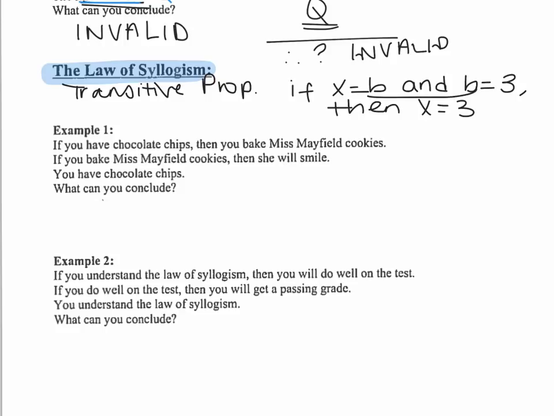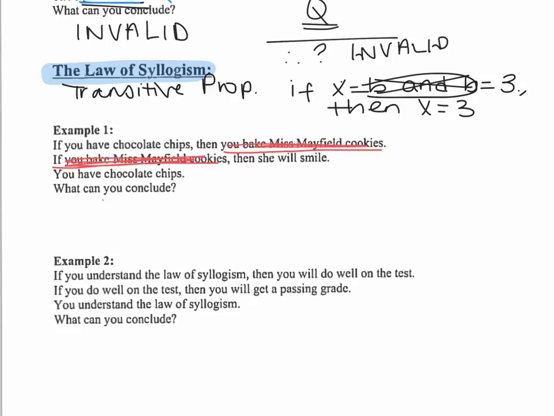Look at the middleman. The middleman basically goes away to where I'm left with the two ends, x equals 3. So if we look at example 1, if you have chocolate chips, then you'll bake Miss Mayfield, who was me, cookies. I used to be Miss Mayfield, now I'm Miss Plain. If you bake Miss Mayfield, we'll call Miss Plain, cookies, then she will smile. Notice the conclusion of the first sentence matches the hypothesis of the second sentence. The middleman can be crossed out.